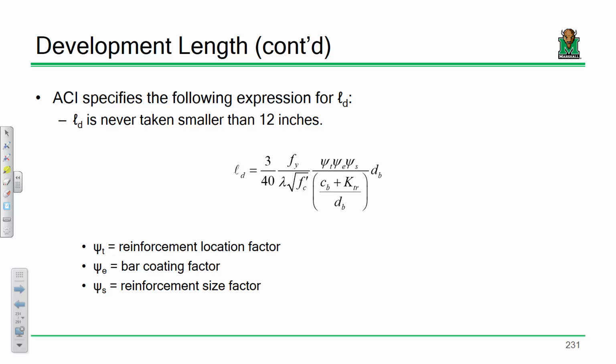Yes? This may be a dumb question, but I think I kind of missed it. What is development length?